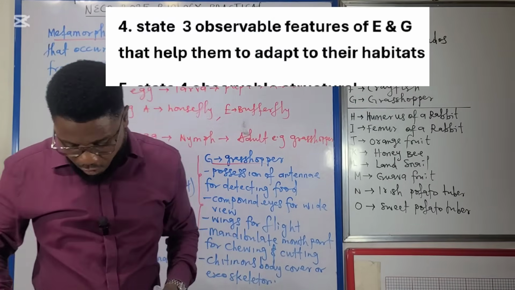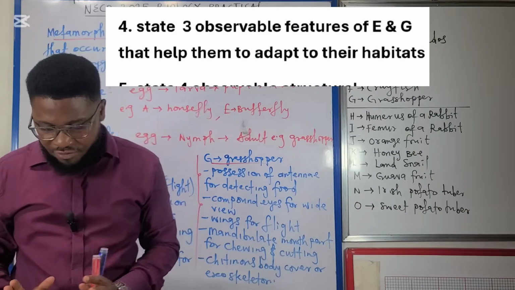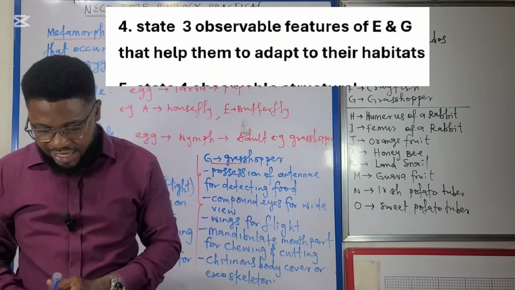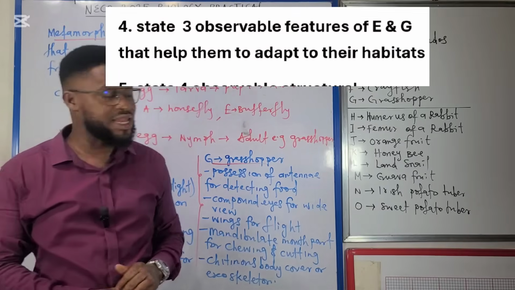Moving on to question 4, it says state 3 observable features of specimen E and G that help them adapt to their environment.